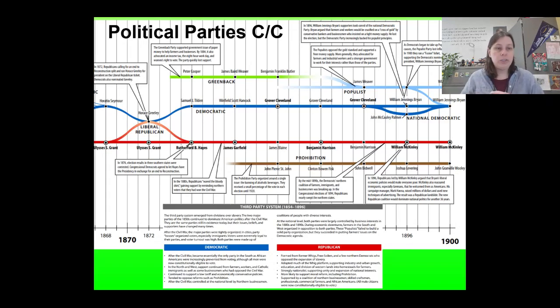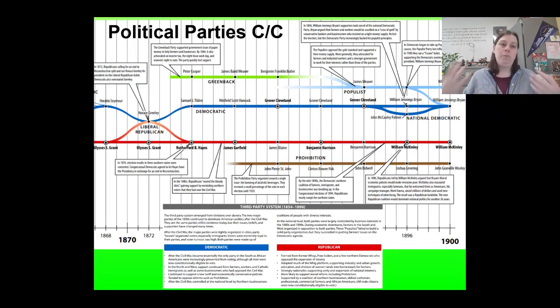Up at the top in green is a party called the Greenback Party, which supported currency reform and wanted the government to bring back paper money that it had printed during the Civil War and then stopped printing when the war ended. Down at the bottom you see the Prohibition Party. I bet you can guess what that is. It's a single issue reform party that was supporting prohibition.